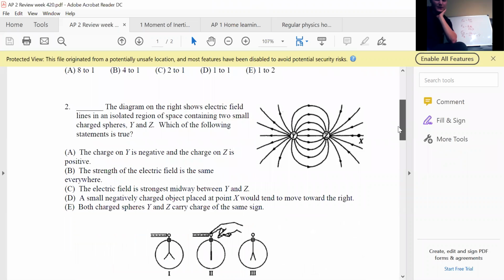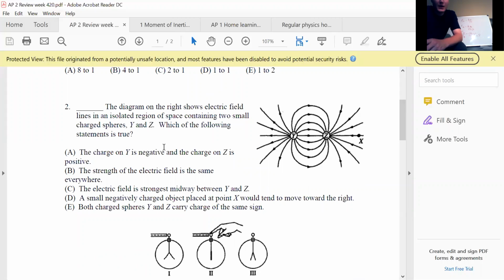Number 2 says we have a diagram on the right that shows the electric field lines in an isolated region of space containing 2 small charged spheres, Y and Z. Which of the following statements is true? If you look at this diagram right here, you can see that the electric field lines go out from Y and they go towards Z. What that means is positive charges have electric field lines that go out from them. Negative charges have electric field lines that go towards them.